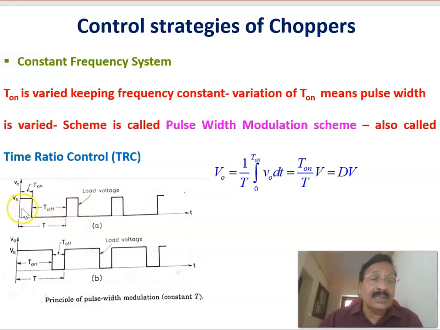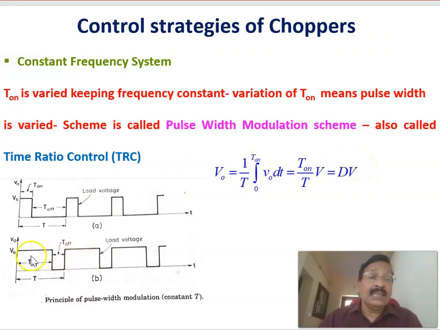Here the pulse width is this much only, maybe say 25% only, duty ratio equal to 25. And now, for the same time period, we are increasing the pulse width to say 75, for the duty ratio equal to 75% or 0.75 D, and here 0.25 D. Therefore, keeping the time period constant means the frequency is kept constant, and by changing the pulse width here, you can vary the duty ratio and thereby you can vary the average output voltage of the chopper.